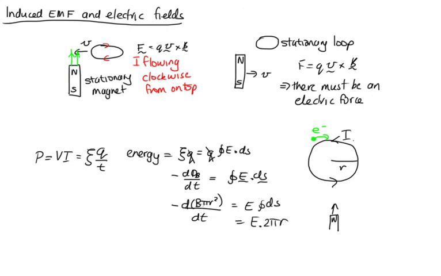So differentiating this side, we've got minus πr² dB/dt is equal to, this is the electric field, times 2πr. We can cancel that r, we can cancel that π. And so this tells us that the electric field generated around this loop is given by minus r over 2 times dB/dt. Okay, let's look at another example now of how we can use this equation.